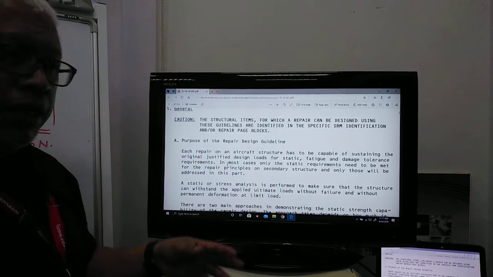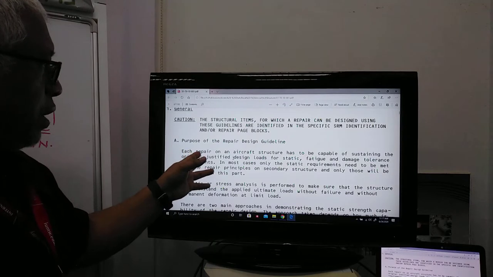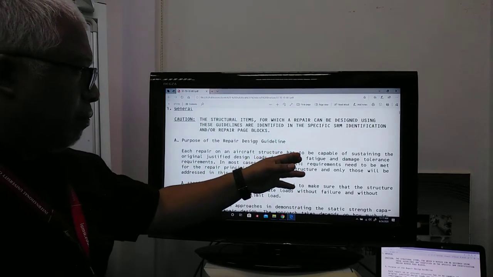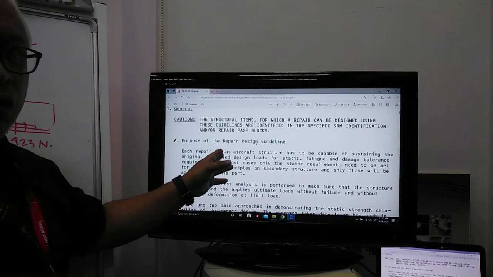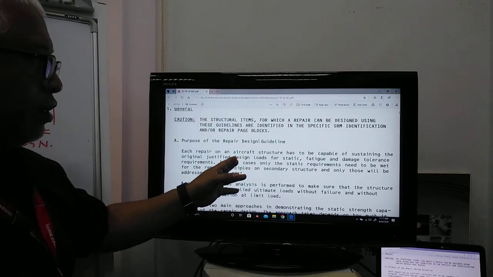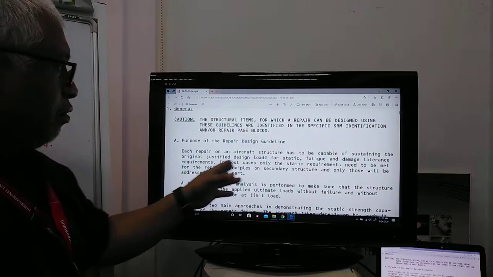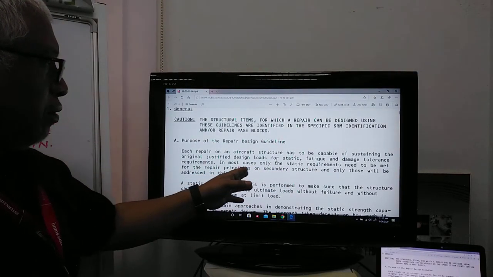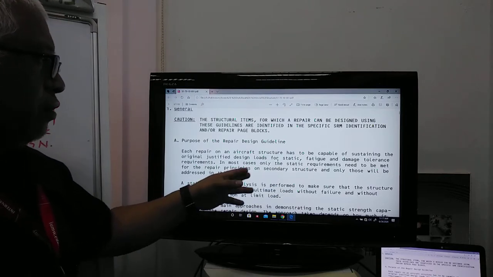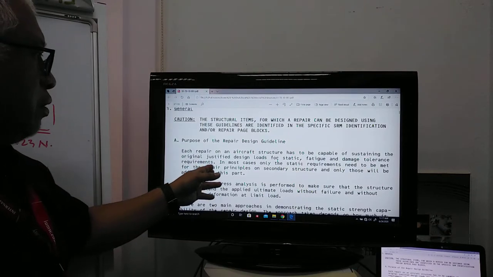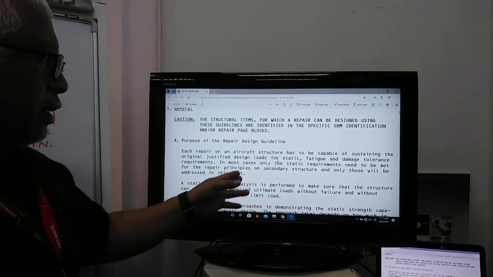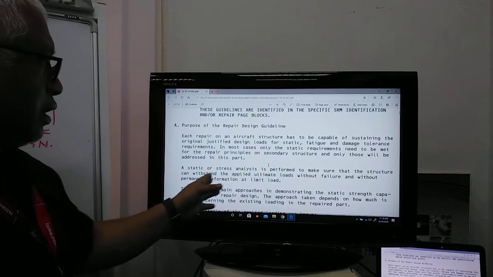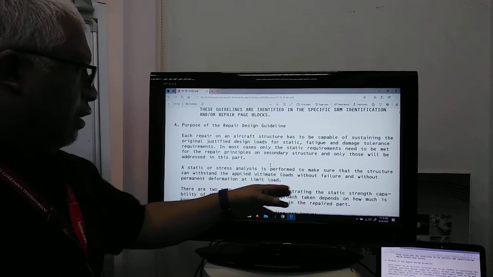The purpose of the repair design guideline published by the OEM is that each repair on aircraft structure has to be capable of sustaining the original justified design load for static, fatigue and damage tolerance requirements. So whatever you do in design, you must be able to go back to the design objective to achieve the static, fatigue and damage tolerant loading capability. In most cases, only the static requirement needs to be met for the repair principle on secondary structure, and only those will be addressed in this part. For some secondary structure cases, we can use the principle of static design analysis. Static or stress analysis is performed to make sure the structure can withstand the applied ultimate load without failure and without permanent deformation.